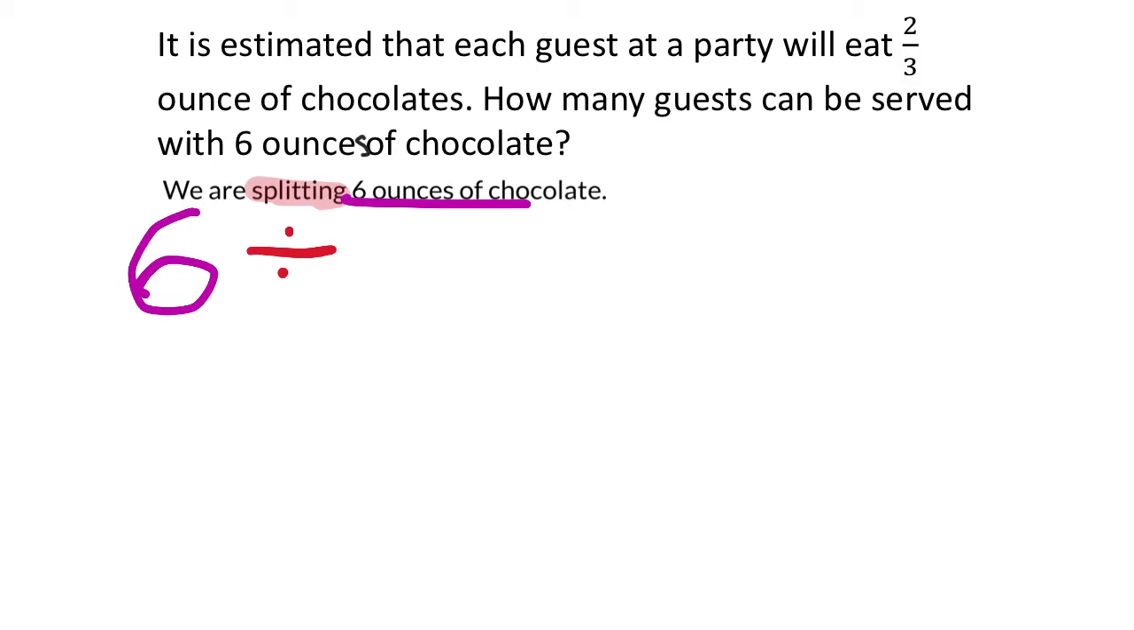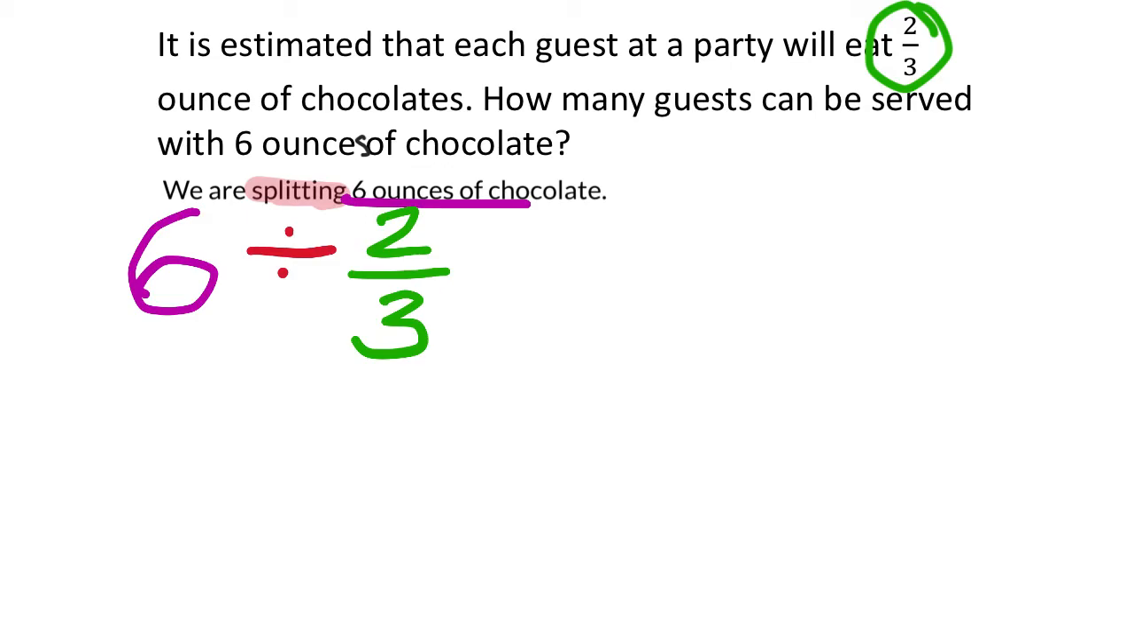Remember, that's always going to be your dividend, or the first number in the division problem. So where we're starting with 6 ounces, we're going to divide it up. Start with 6 divided by, well, how much does each guest get? That's just 2/3 right here. So we're going to divide that by 2/3. There we go. 6 divided by 2/3.